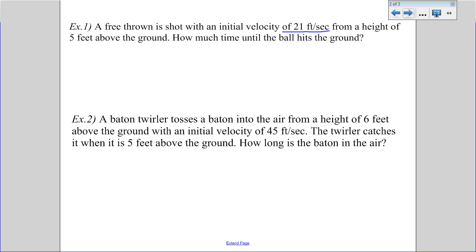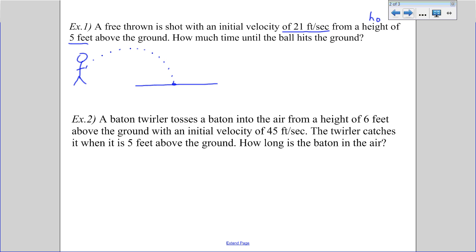From a height of 5 feet above the ground. The height at which it's launched from is that h sub 0, guys. That's what it means from initial height. The ball was initially 5 feet above the ground when it was shot. We want to know how much time until the ball hits the ground. So here's what we have. We have a person shooting a basketball, and we want to know when it hits the ground.